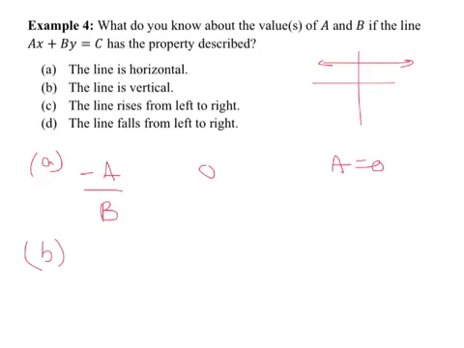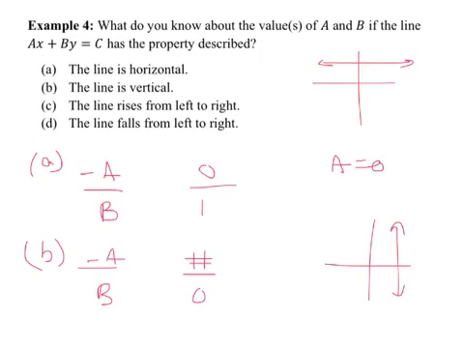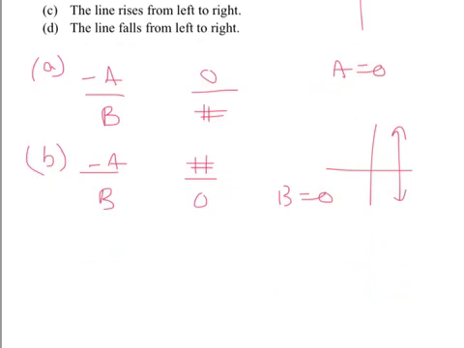But for part B, we know that the line is vertical. The line can only be vertical when the denominator is equal to 0, or the slope is undefined. So in this case, negative a over b, we know that the denominator must be 0. The numerator can be any number, but the denominator must be 0, therefore b must be 0 for part B. For part C, it says the line rises from left to right.